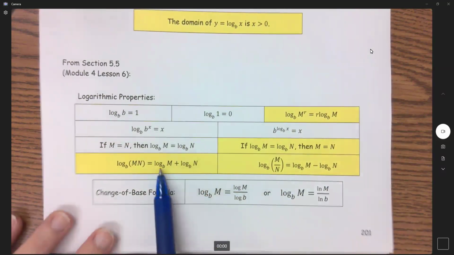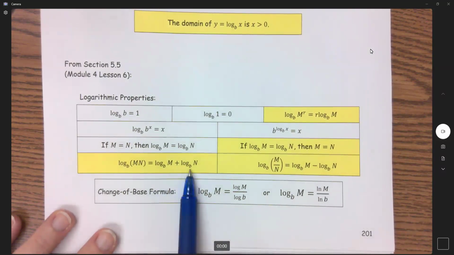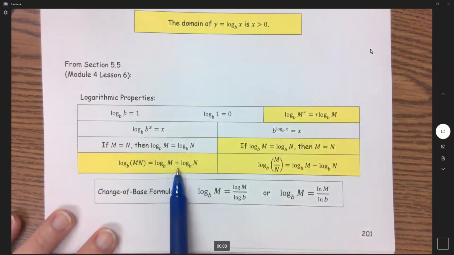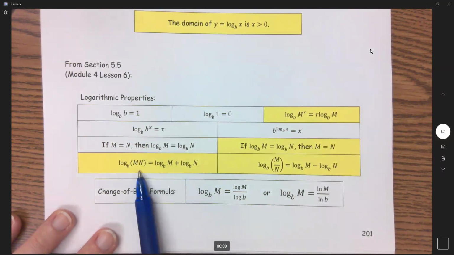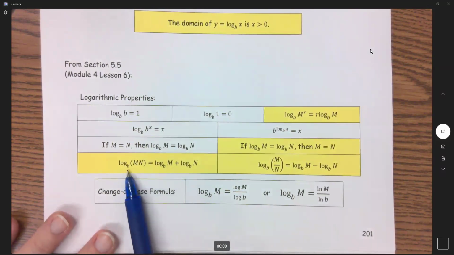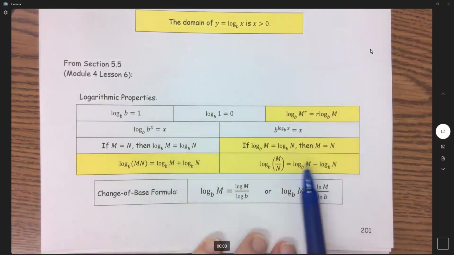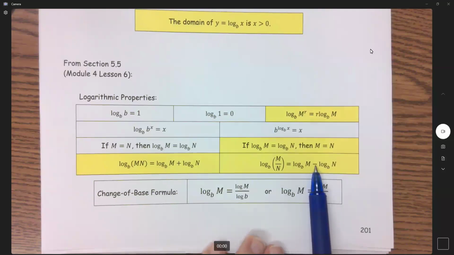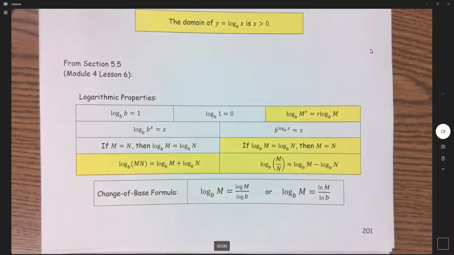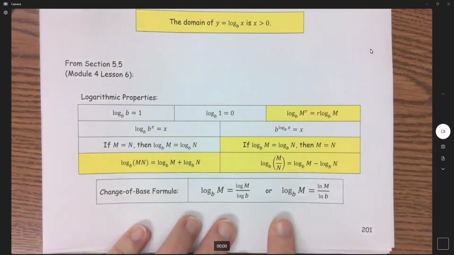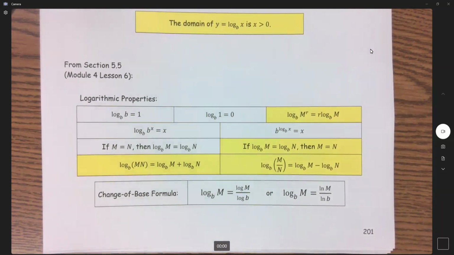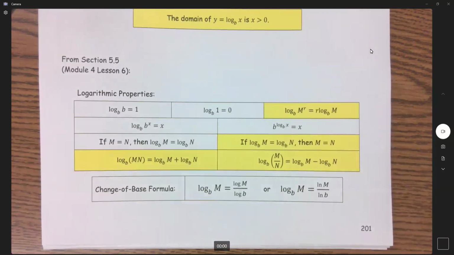And then we need to remember that when we have multiple logs with the same base and they're being added together, you multiply to become a single log. Or if you have multiple logs with the same base and they're being subtracted, we need to divide. If you have a TI-83, you might need this change of base formula to get decimal answers, but we are going to be getting solutions in their exact form.